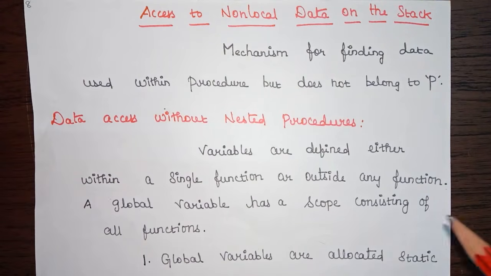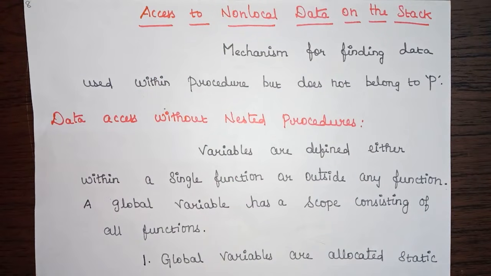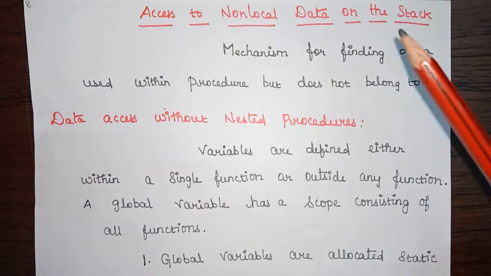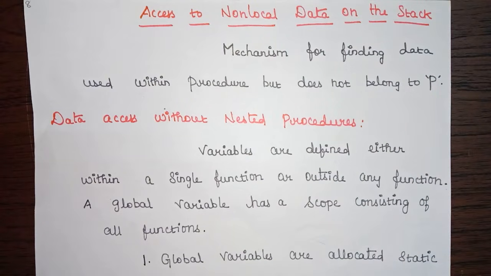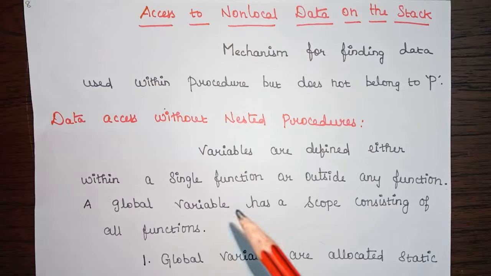Welcome to the class. This session is about the discussion on access to non-local data on the stack. That is, in this section, we are going to consider how procedures access their data. Here we are going to see access to non-local data, which means we are going to use the mechanism for finding the data that is used within a procedure but does not belong to the procedure. That is, we are going to access data that is not local to the procedure, which is present outside the procedure.